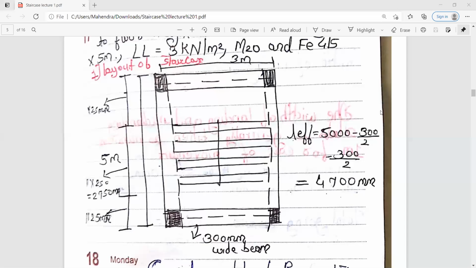Done, ma'am. Everybody are done with the layout of the staircase. Should I proceed further? Yes, done. Done, ma'am. Okay.